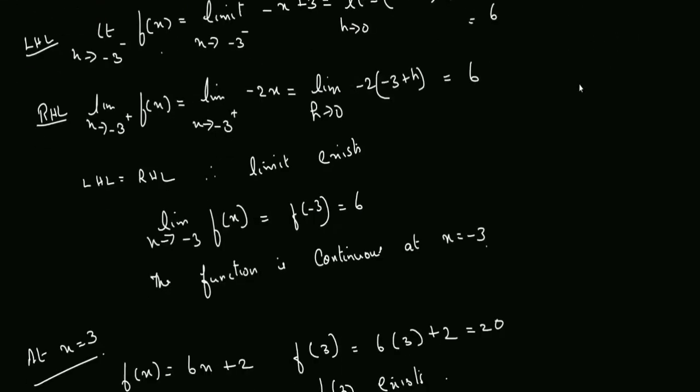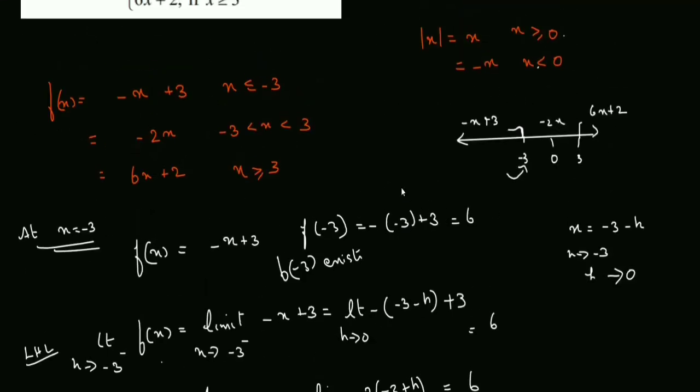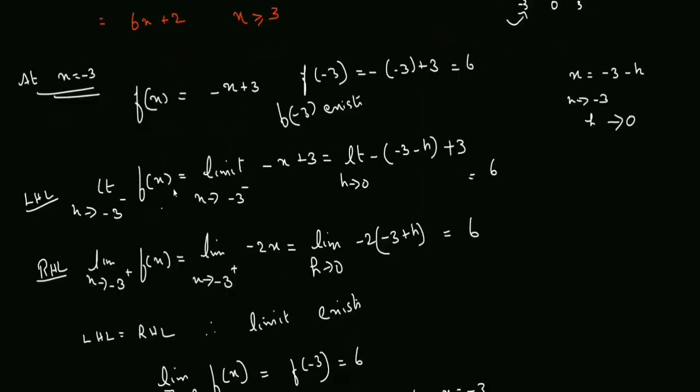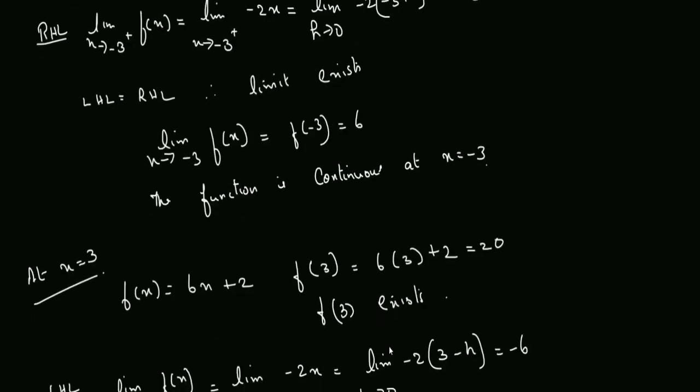Now we have to find first f of 3. What is f of 3? At x equal to 3, the function is 6x plus 2. So f of 3 is 6 into 3 plus 2, 18 plus 2 is equal to 20. F of 3 exists. Now we have to see the right of 3 and the left of 3.